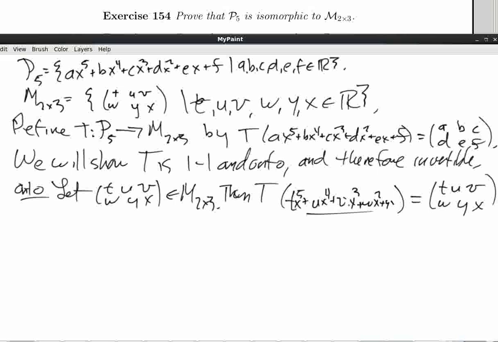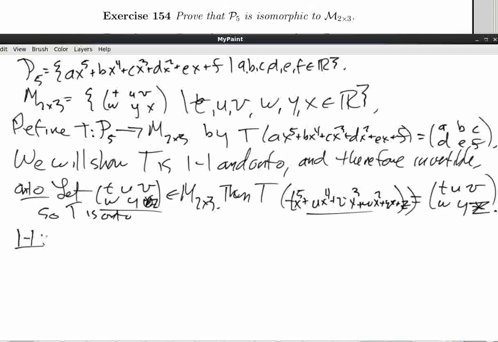Wait, how'd I get out t, u, v, w? Why do I have y in the next? That's a little messed up. Also, let's not use x because that's my variable. How about z? And then wx^2 plus z. So take all these real numbers here, just put them in the coefficients, and then there's that. So T is onto. How do I know it's onto? You tell me any matrix, I'll map it by this input.